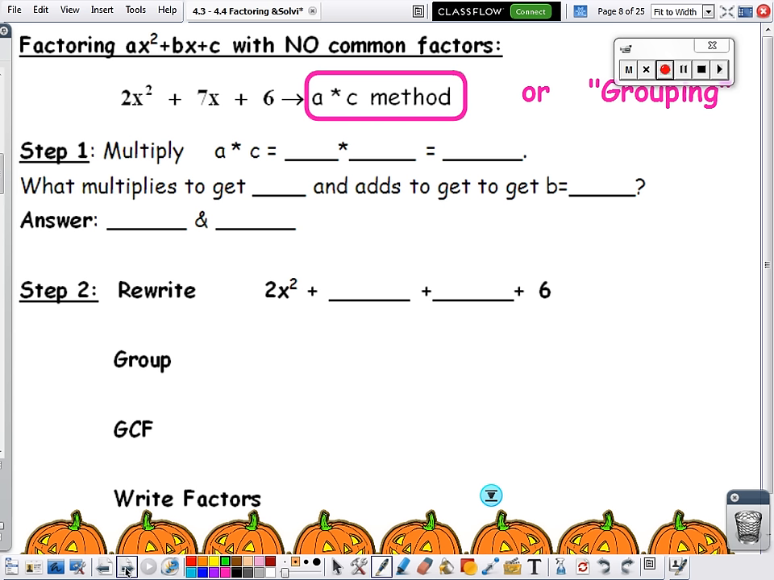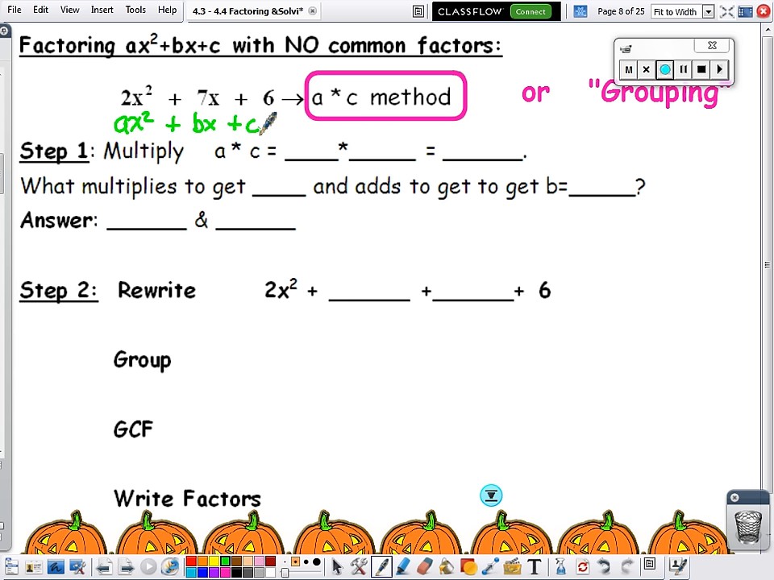Let's remember when we are factoring quadratics, that the standard form of a quadratic is ax squared plus bx plus c. I will be referencing a, b, and c. A is the coefficient to your x squared term. B is the coefficient to your x term. And c is the constant. So when we have a trinomial, we are going to have to come up with 2 numbers that we can multiply together to get a number, but also add together to get a number.